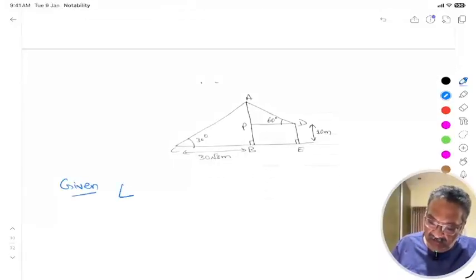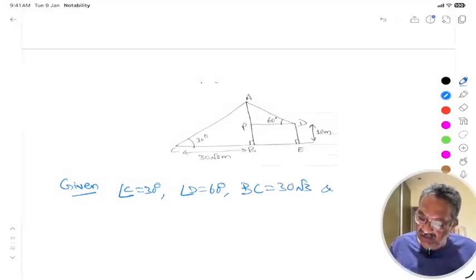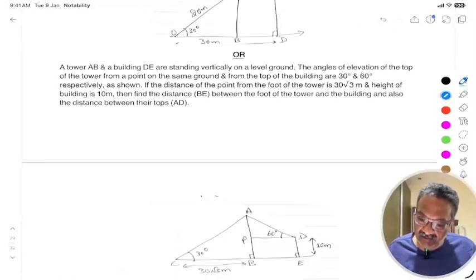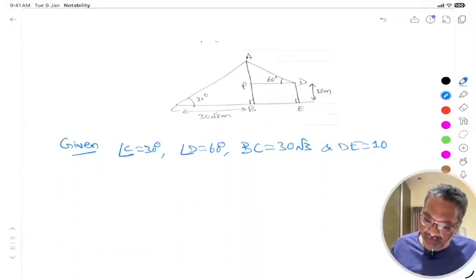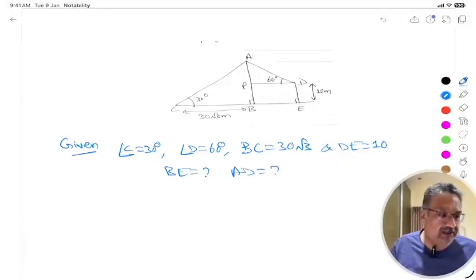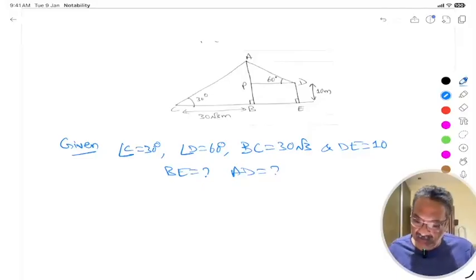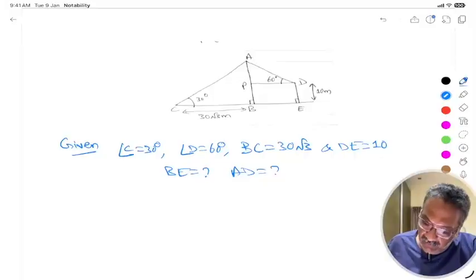Given angle C is equal to 30 degrees, angle D is equal to 60 degrees, BC is given to be 30 root 3 and DE is given to be 10. Now we have to find BE and AD. All right, simple. So we want BE, this distance. To get this distance, which triangle do we need?